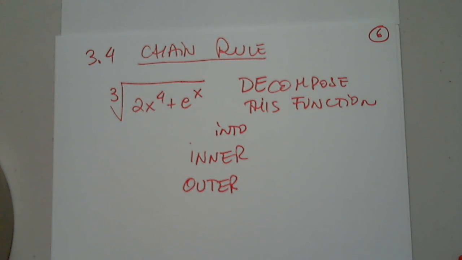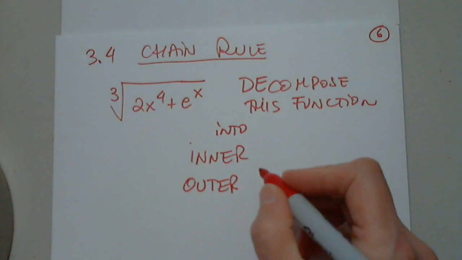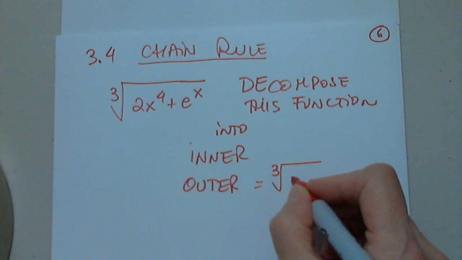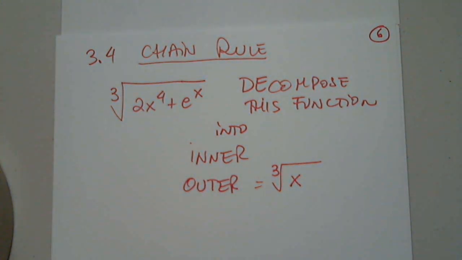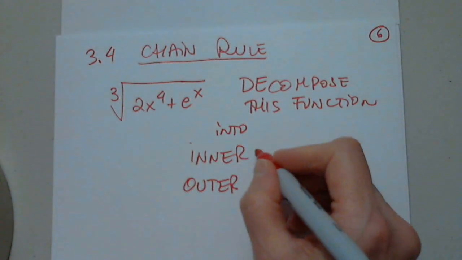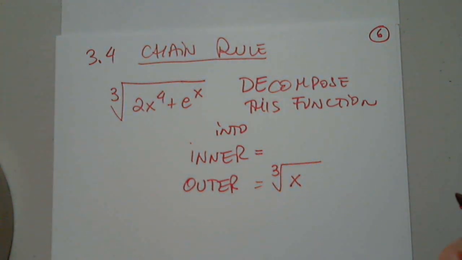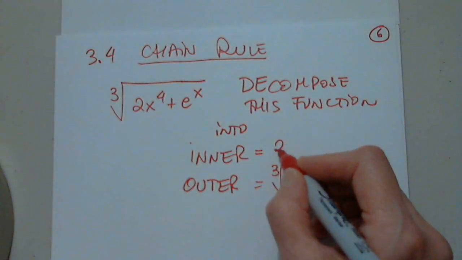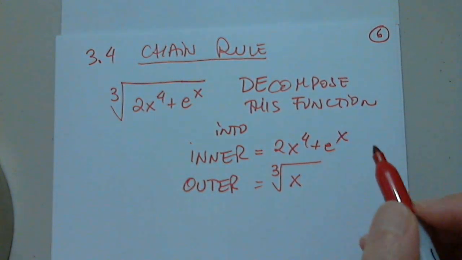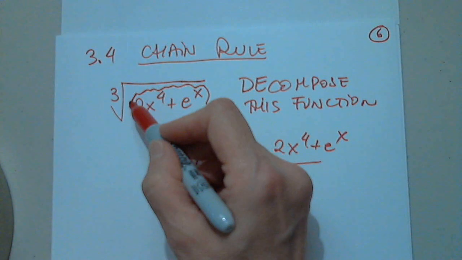The outer is definitely the cube root. Correct. So it's just the cube root of x. It's the function itself. Good. And what is the inner? Everything else? Yes. 2x to the fourth plus e to the x. So this is the inner.